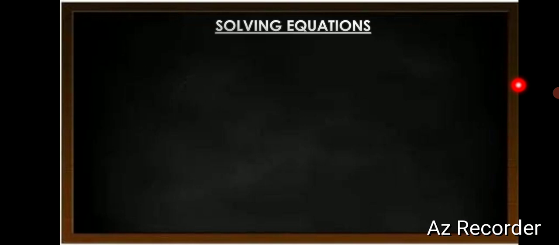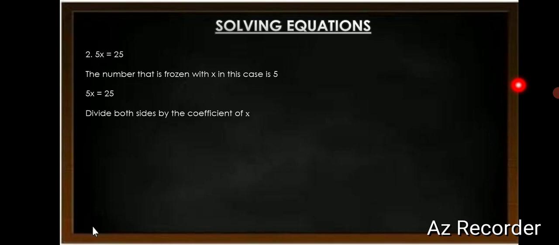The same thing applies to this second example where we have 5x equals 25. The number that is frozen with x in this case is 5. We'll divide both sides by the coefficient of x. We divide both sides, the left side and the right-hand side, by 5. And we have 1x equals 5. We've already established that we prefer writing x. So we are going to have x equals 5.